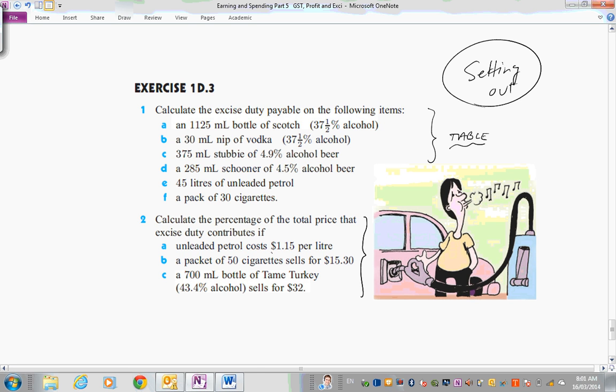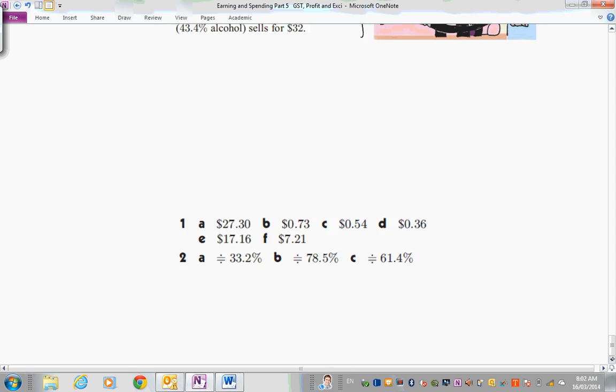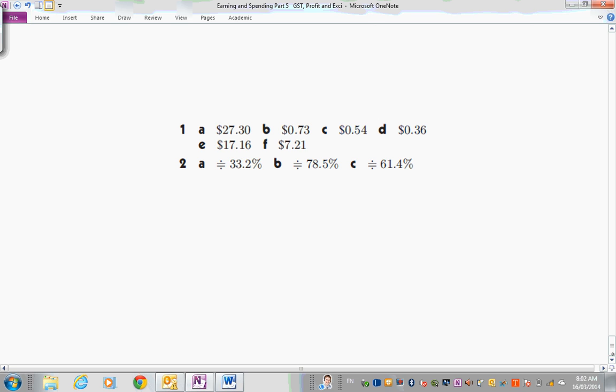Okay, so in this one, old price there of petrol, we want to go backwards and calculate the percentage of the total price that excise duty contributes if unleaded petrol costs $1.15. So remember your multiplier idea there. You're trying to go backwards. I'll leave you to do that. They're fairly challenging, that one there, because you've got the final cost, which includes excise. So you've got to divide by a multiplier. See what you can do there. Okay, might have to ask teacher about that one. All right, let's have a look at the answers now and see what you can do. There are some answers. All right, have a go, and good luck with that.